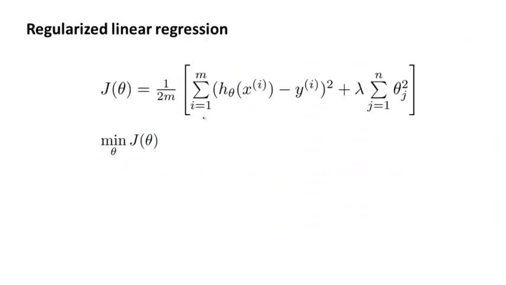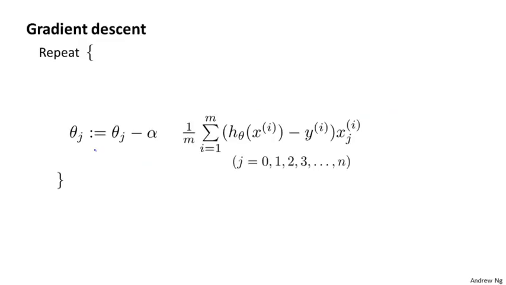This first part is our usual objective for linear regression, and we now have this additional regularization term where lambda is our regularization parameter. We'd like to find parameters theta that minimize this regularized cost function J of theta. Previously, we were using gradient descent for the original cost function without the regularization term, and we had the following algorithm.